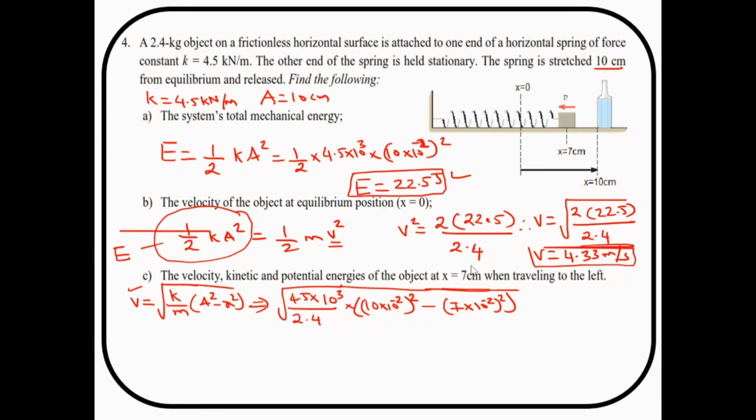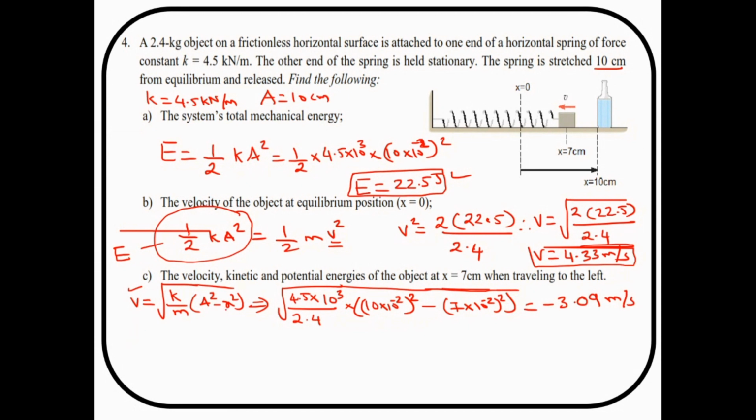4.5 times 10 power 3 over 2.4. In the top I have to multiply with 10 multiplied by 10 power minus 2 the square minus 7 times 10 power minus 2 square. Close the bracket. I got the answer as minus 3.09 meter per second. Clear? And second, we have to find the kinetic energy.